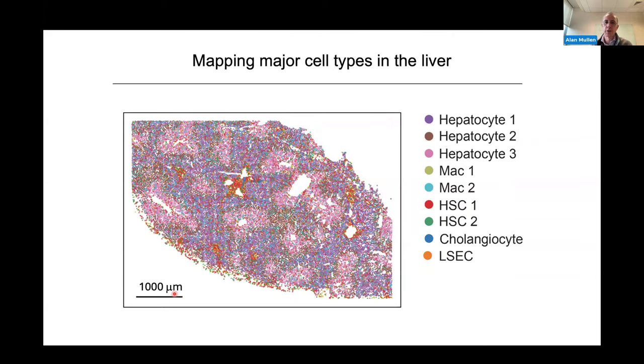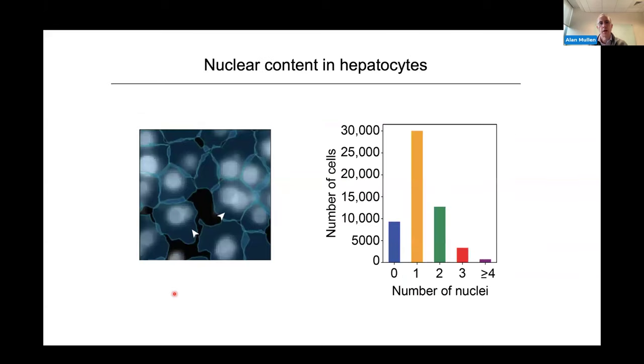I'm just showing this to mention that we can map other cell types as well. We're seeing macrophages, hepatic stellate cells, cholangiocytes, and liver sinusoidal endothelial cells with that mapping as well, but I was going to focus mainly on the hepatocytes.